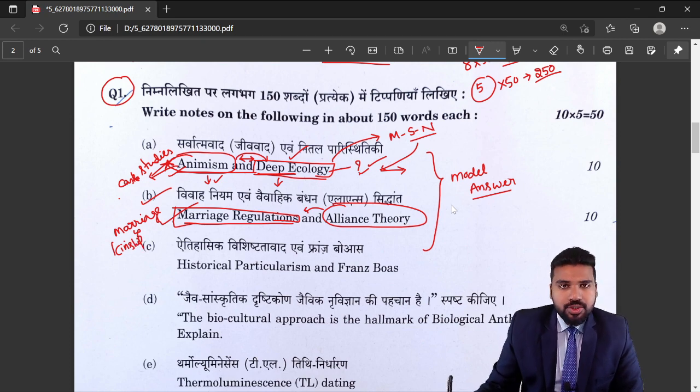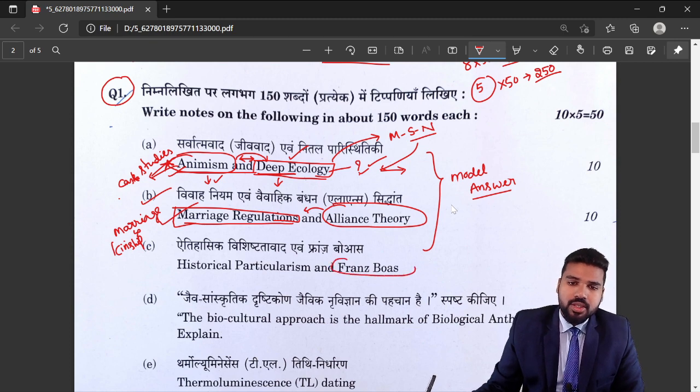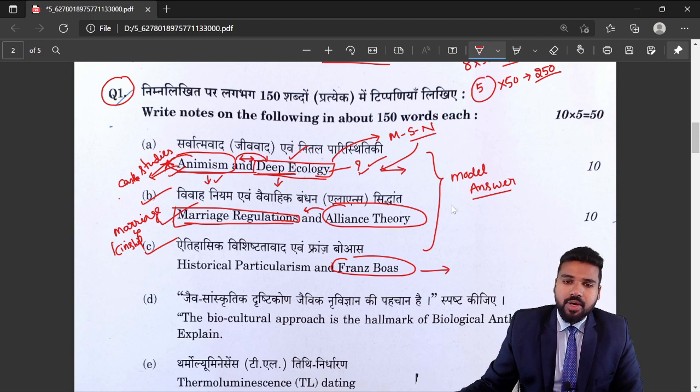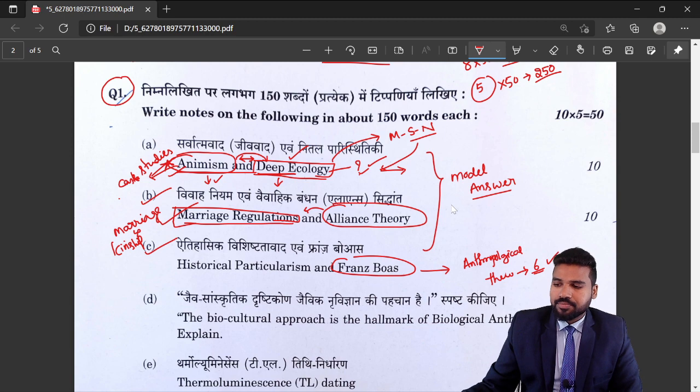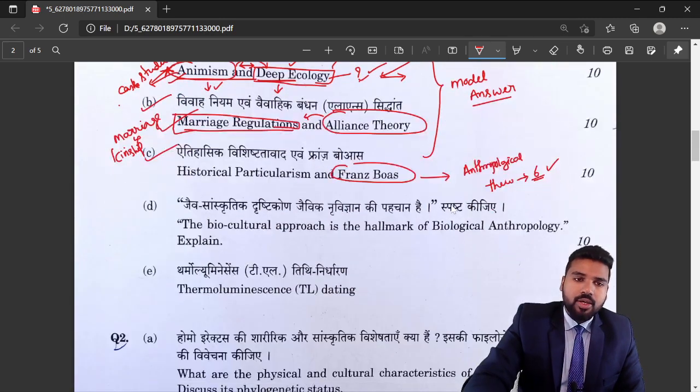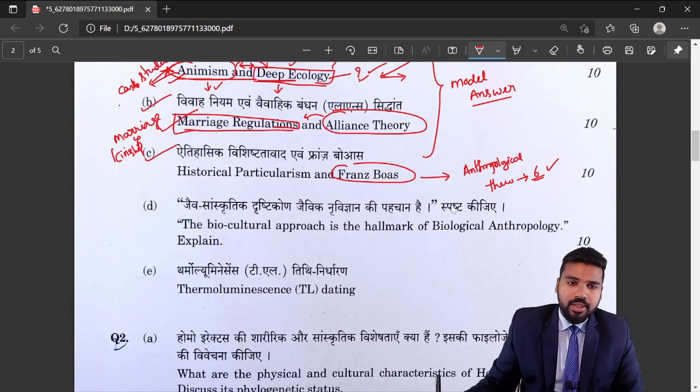Then the third question is historical particularism, which is given by Franz Boas. So this question is pretty much straightforward, and it is from anthropological theories. Anthropological theories, that is your paper 1 unit 6. All right, then question number 1 part D.